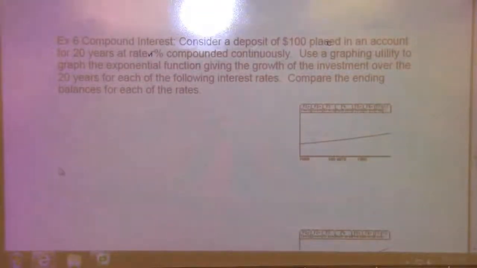Okay, compound interest. Consider a deposit of $100 placed in an account for 20 years at rate r% compounding continuously. Use a graphing utility to graph the exponential function, giving the growth of the investment over the 20 years for each of the following rates. Compare the ending balance for each rate.